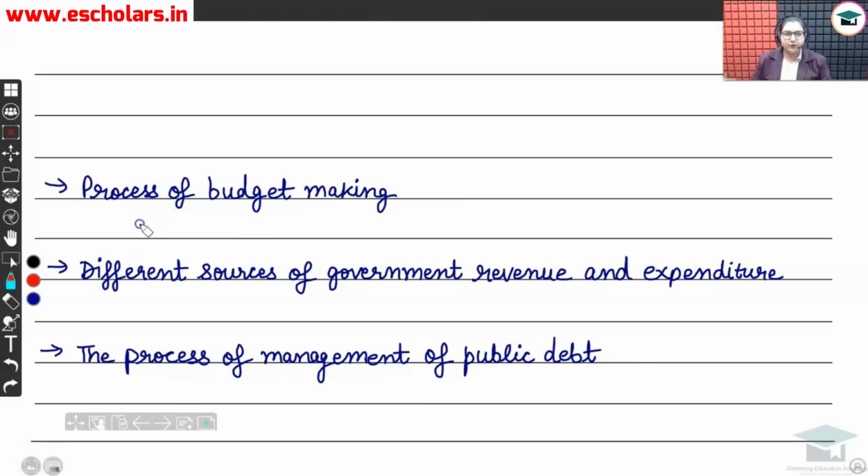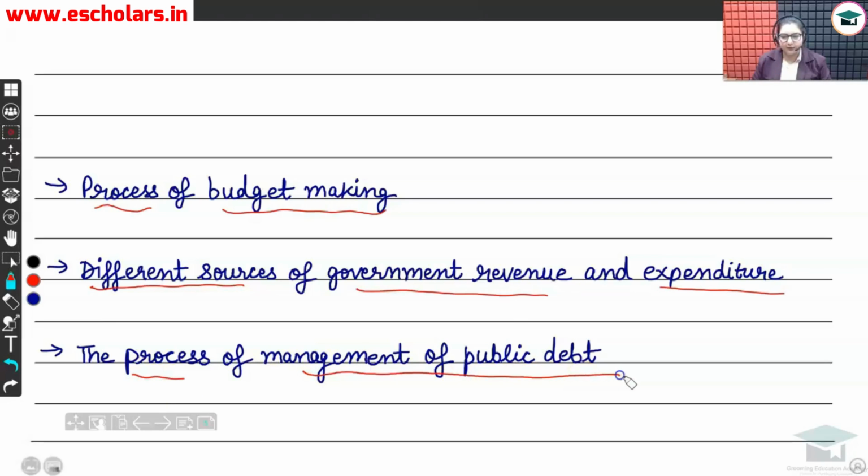Not only this, we are going to cover the process of budget making also, that is the process which is involved in making the budget, or you can say in creating the budget. Also we are going to discuss the different sources of government revenue and expenditure, that is the sources of revenue generation by the government and the sources of expenditure by the government. Also we are going to discuss the process of management of public debt, that is the process by which the government manages its debt, or you can say public debt.